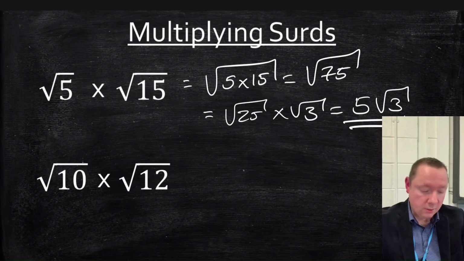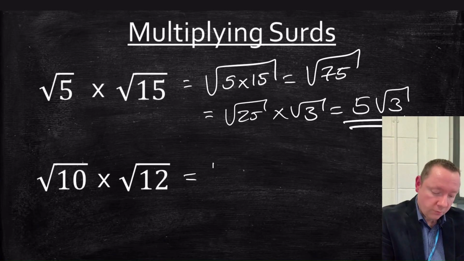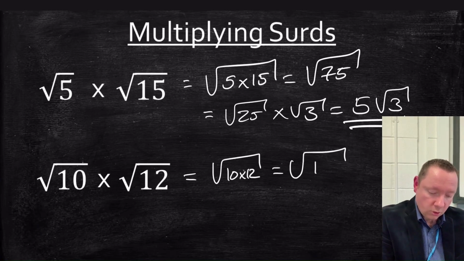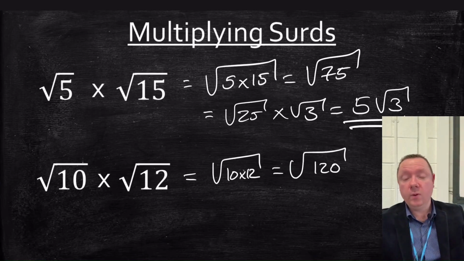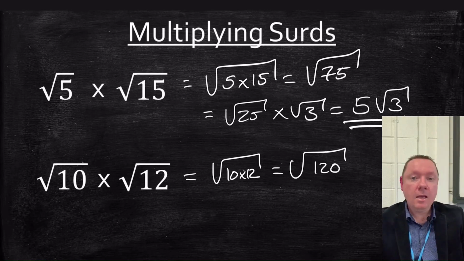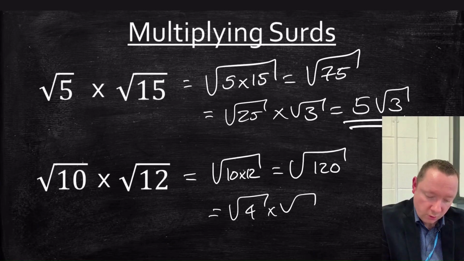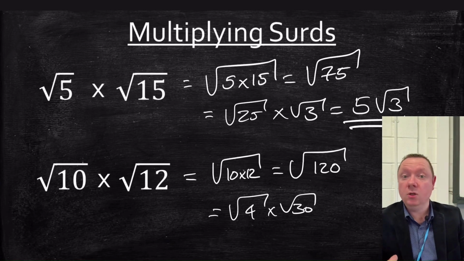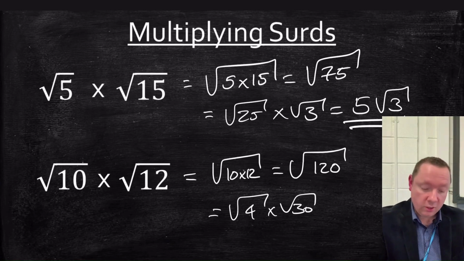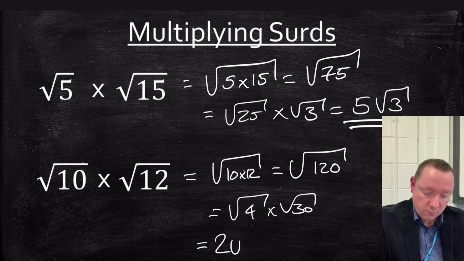Let's try another one. Square root of 10 times 12. So that's the square root of 10 times 12. That's 120. So you're looking for a square number that goes into 120. Quite quickly you'll get down to 4. 4 is the only square number that goes into 120. So I can write that as the square root of 4 times the square root of 30. Since 4 is the biggest one that goes in, I know that root 30 is simplified already. Square root of 4 is 2. So we've got 2 root 30 and we're done.